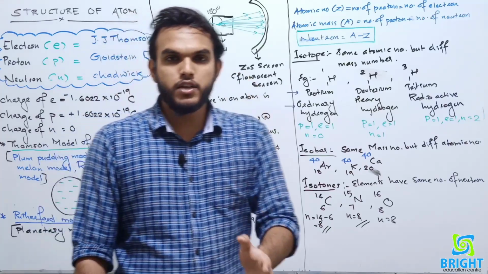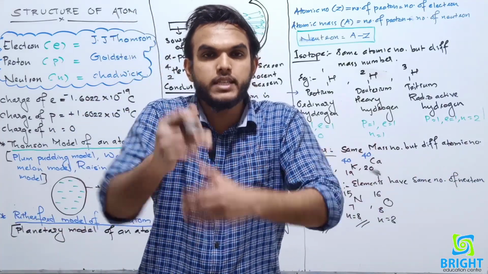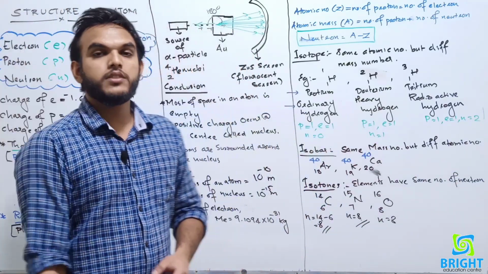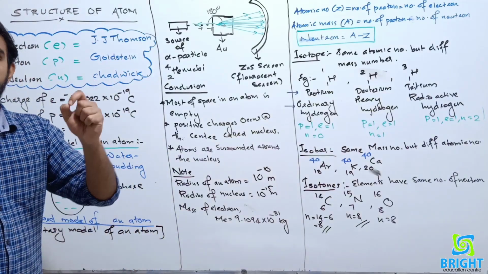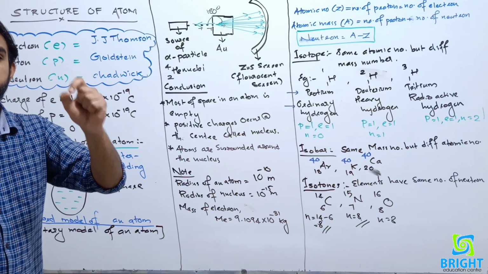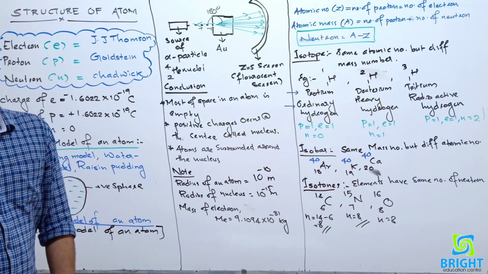What is the radius of an atom? 10⁻¹⁰ meter. Then what is the radius of the nucleus? It will be much less, so it is 10⁻¹⁵ meter. Then what is the mass of electron? The mass of electron is 9.1094 × 10⁻³¹ kilogram. Is that clear?